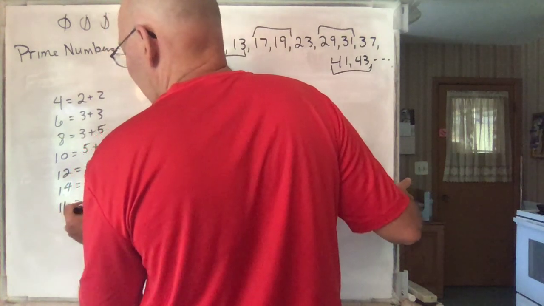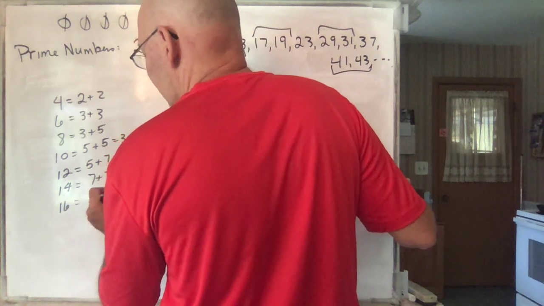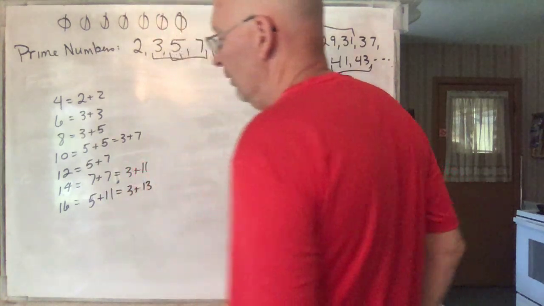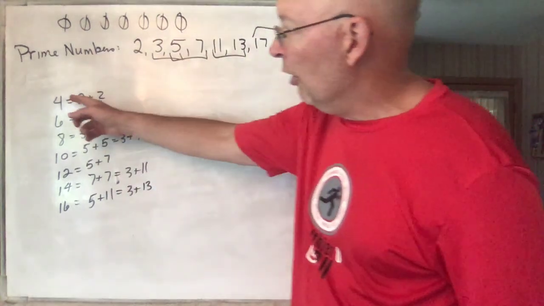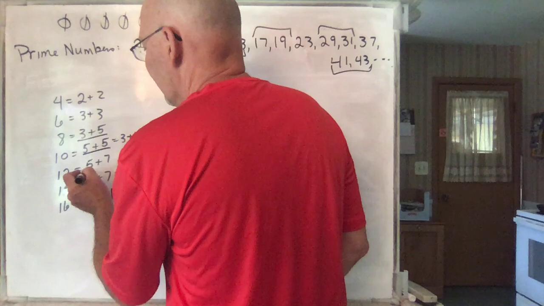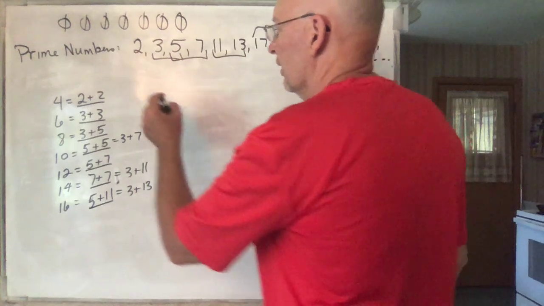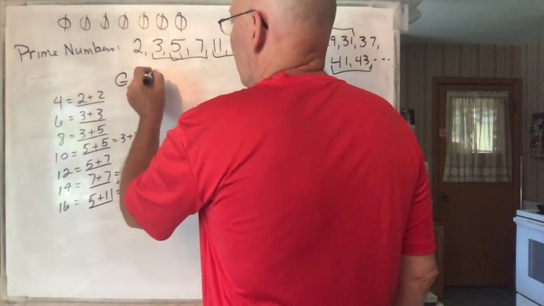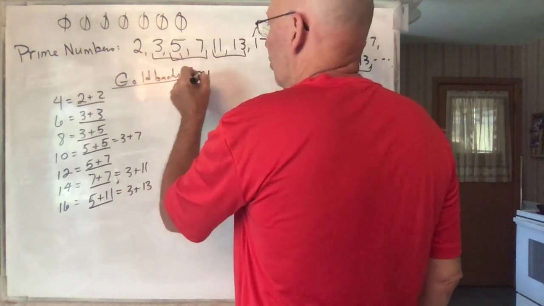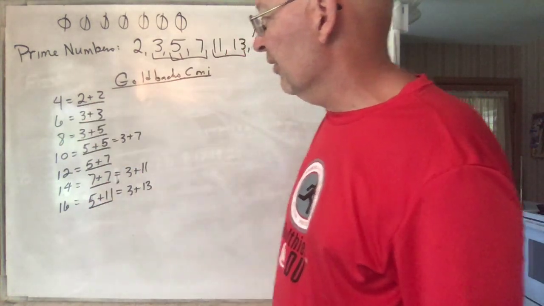If you take 16, you can write it as 5 plus 11, for example, okay? Or as 3 plus 13, as an example. What am I doing? I'm taking all the even numbers, and every even number I'm writing, at least in one way, as the sum of 2 prime numbers. See that? This is called Goldbach's conjecture, because he was the first one who conjectured, who guessed, that every single even number can be written as the sum of 2 primes.